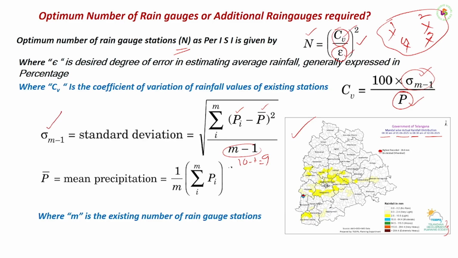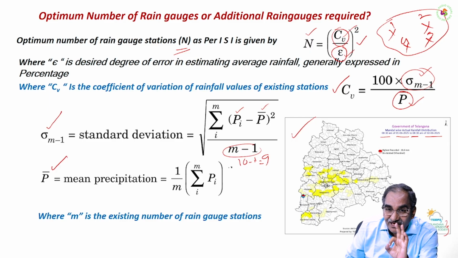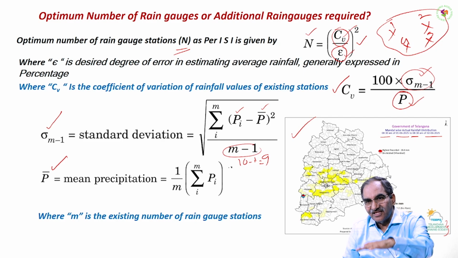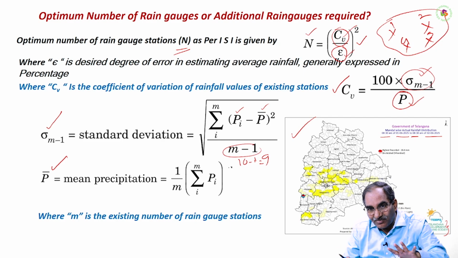Then after standard deviation, the mean I already mentioned. If you know these two things, put them in this formula, and once you do, you can get the optimum number of rain gauges. N is the optimum number of rain gauges. M is the number of rain gauges existing at present.